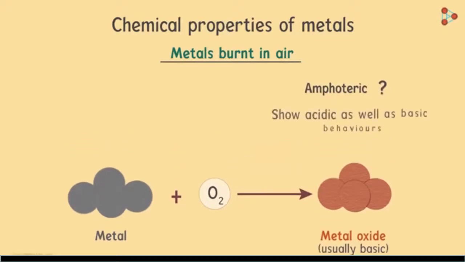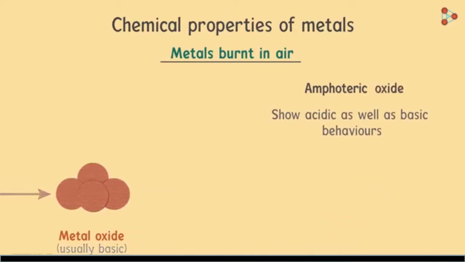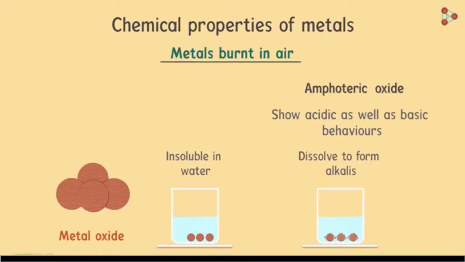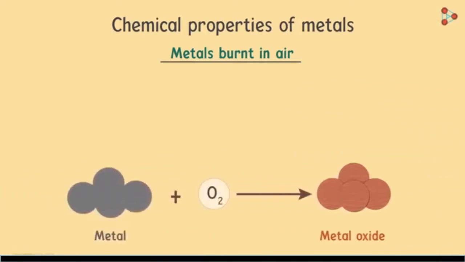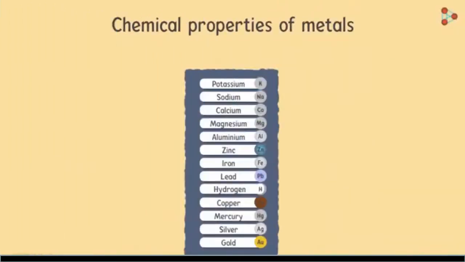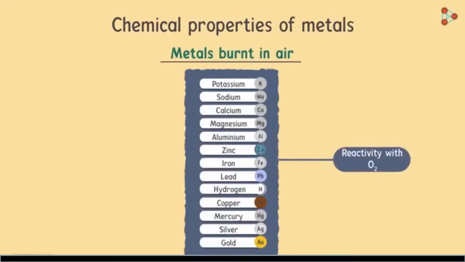Metal oxides which may show acidic as well as basic behaviors are known as amphoteric oxides. Most metal oxides are insoluble in water, but some may also dissolve to form alkalis. Okay, so metal oxides being formed is one thing, but do all metals react with oxygen at the same rate? Not really. Different metals show different levels of reactivity towards oxygen.